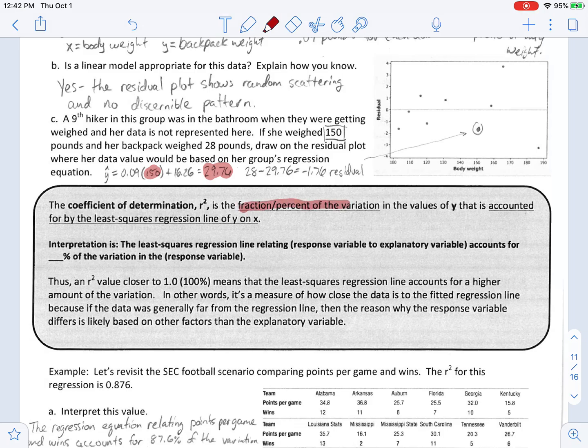And it is technically the fraction or percent of the variation. It'll be heavy here for a second. Hopefully then you'll start to figure it out. The fraction or percent of the variation with respect to y that is accounted for by the least squares regression line of y on x. The least squares regression line relating the y variable to the x variable, the response variable, accounts for whatever percent of the variation in the response variable.